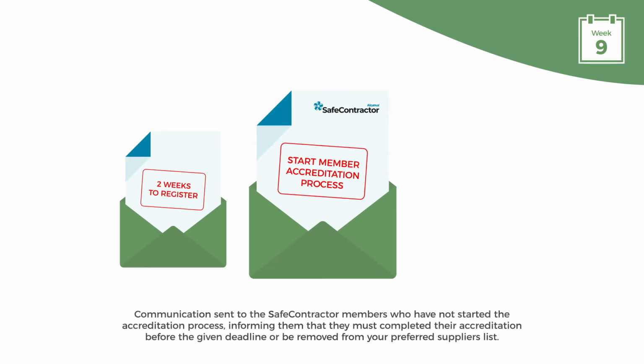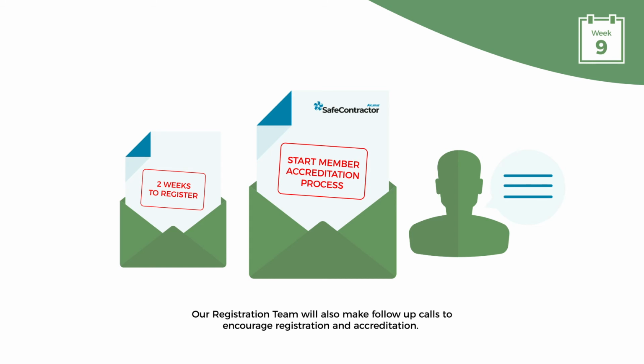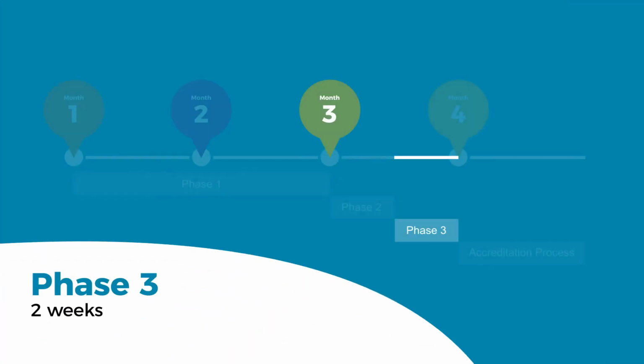We will also send a communication to the SafeContractor members who have not started the accreditation process, informing them that they will need to be accredited before the deadline given or be removed from your preferred supplier list. Our registrations team will then follow up all the letters with a phone call to try and encourage contractors to get registered and accredited.